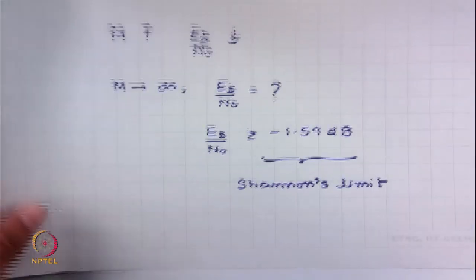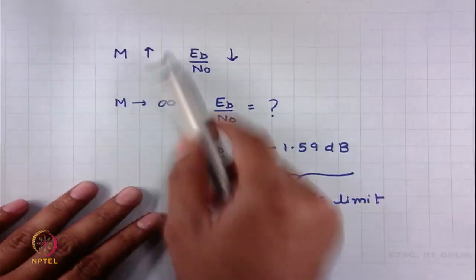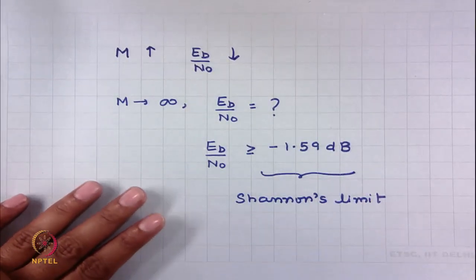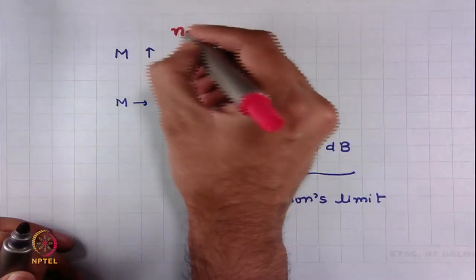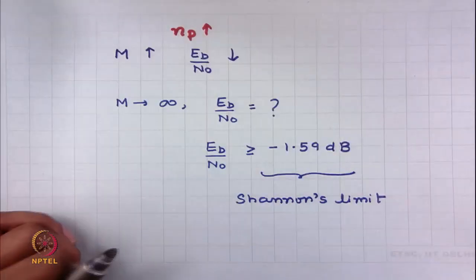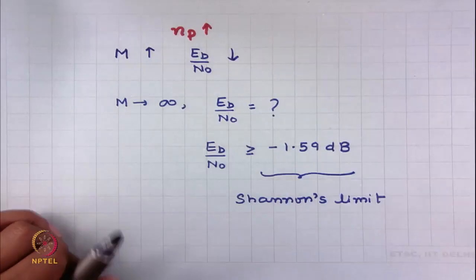Now, we know that if M increases, power efficiency increases, and the Eb/N0 requirement decreases.